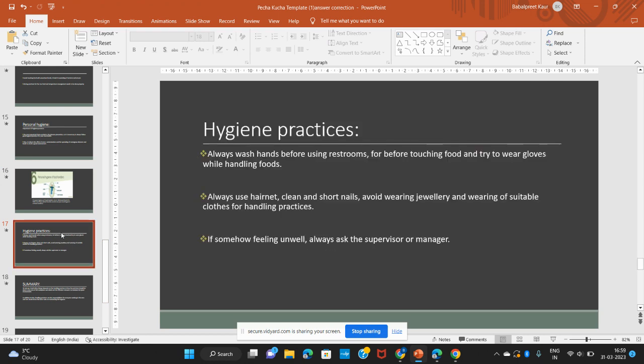Hygienic practices. We all know that we have to wash our hands before using the restroom or before touching the food, and always wear gloves. Apart from that, we have to use a hair net, keep nails clean and short, and always avoid wearing jewelry while working in the restaurant area or kitchen. If someone is feeling unwell, they have to report to the supervisor or the manager.